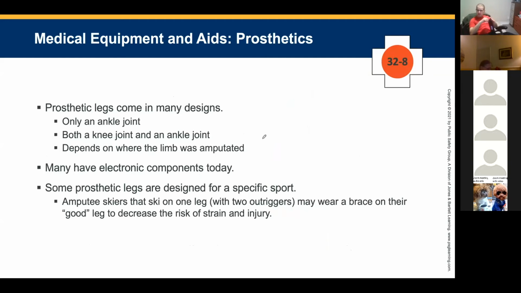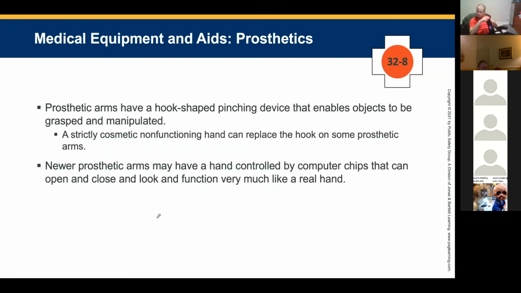Prosthetic legs come in many designs. There may be only an ankle joint. They may have both a knee and ankle joint. And really it depends on where the amputation was performed. Many of them have electronic components. And some prosthetic legs are designed for specific sports. For example, amputee skiers that ski on one leg with two outriggers may wear a brace on their good leg to decrease the risk of strain or injury.